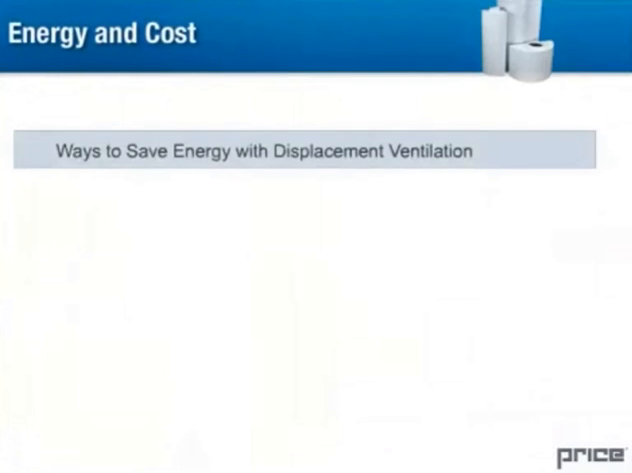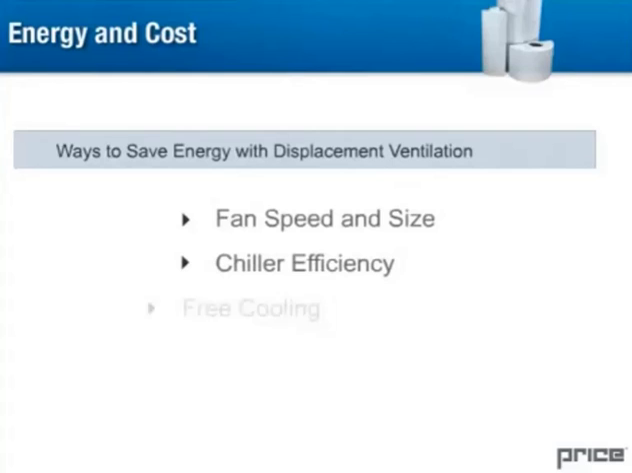A benefit of displacement ventilation is its low energy consumption. Three ways that you can save energy with this system are in fan speed and size, chiller efficiency, and free cooling. Used properly, it can be a cost-effective alternative for handling any building's cooling requirement.